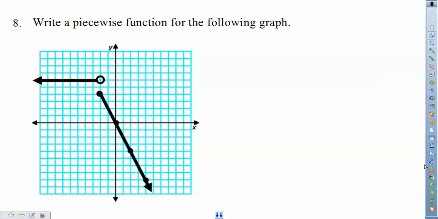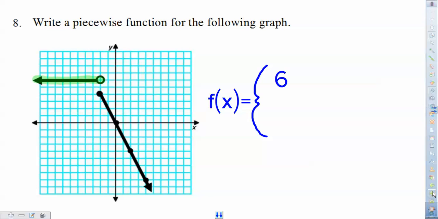Okay, now graphing a piecewise function, or writing the function if you're given a piecewise function. A couple things that you might want to notice here is note where that graph got broken. That graph was broken right there at -2. If we are less than -2 for that function, we're going to have 6. Now notice I said less than. The reason why I'm saying less than is because there's an open circle there.